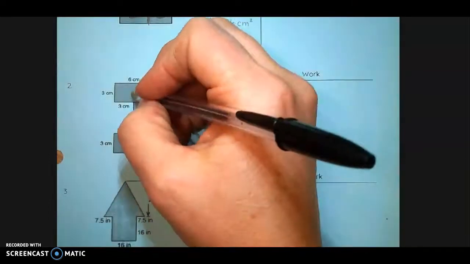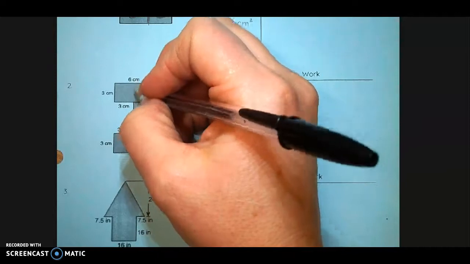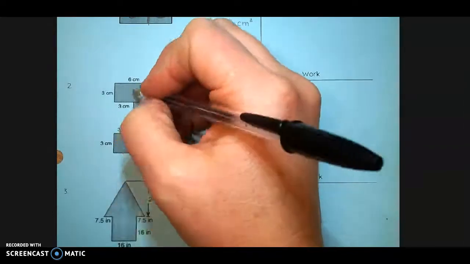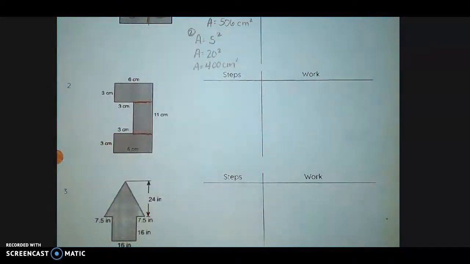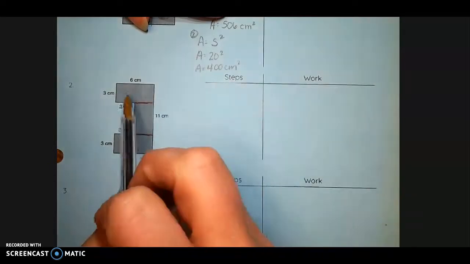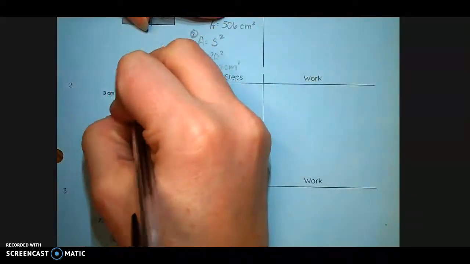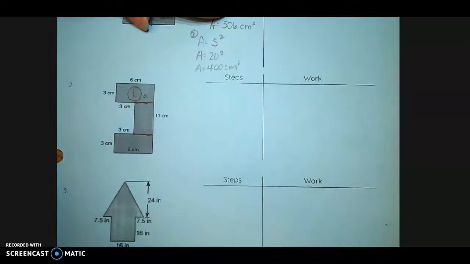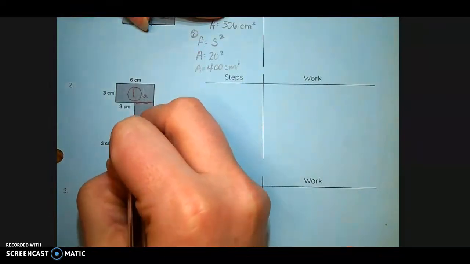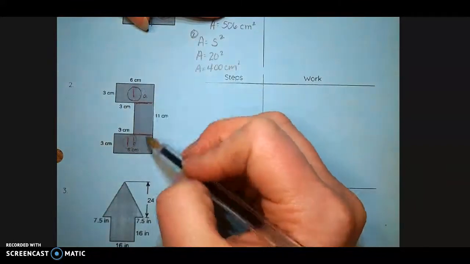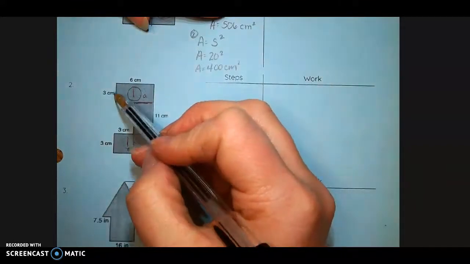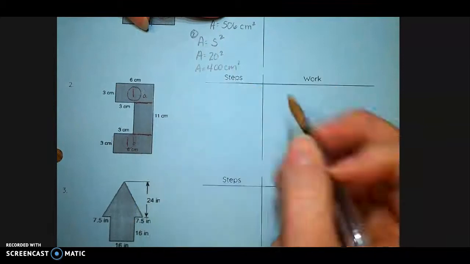I could have also cut it this way and had one long rectangle and then two little squares here. So there's multiple ways that you can usually cut these up. And in this first one right here, this rectangle right here, I'm going to call this 1A, and I can think of this as 1B because they are the same. They are the same size rectangle. I've got a 3 for my width and I've got a 6 for my length.